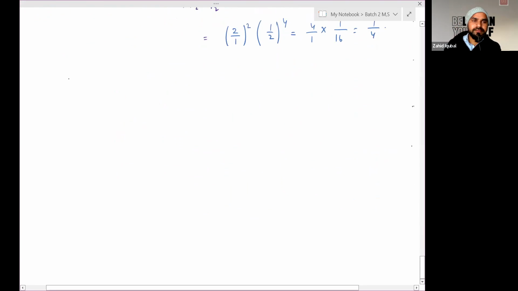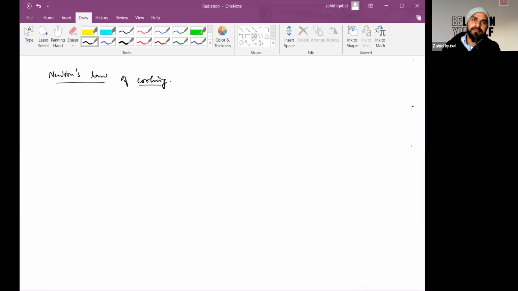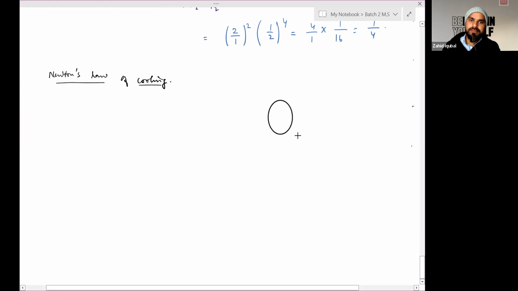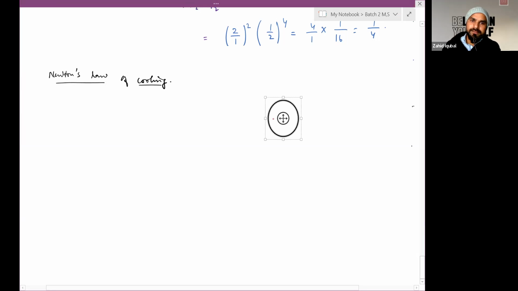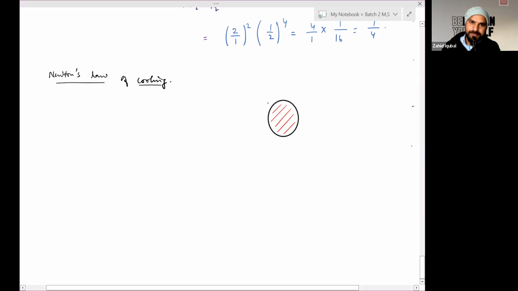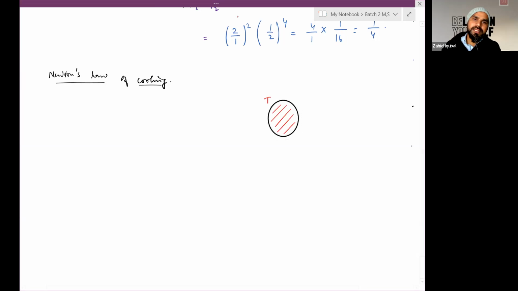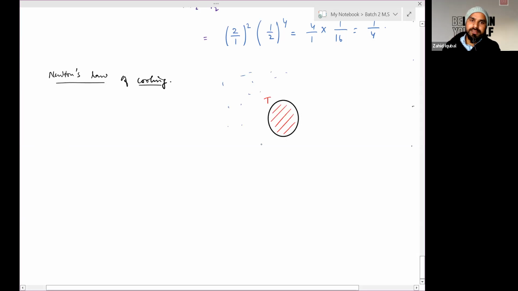Next is Newton's law of cooling. It says, suppose a hot body is kept in a cold surrounding. Suppose this is a hot object at temperature T and is placed in a cold surrounding at some temperature T0.